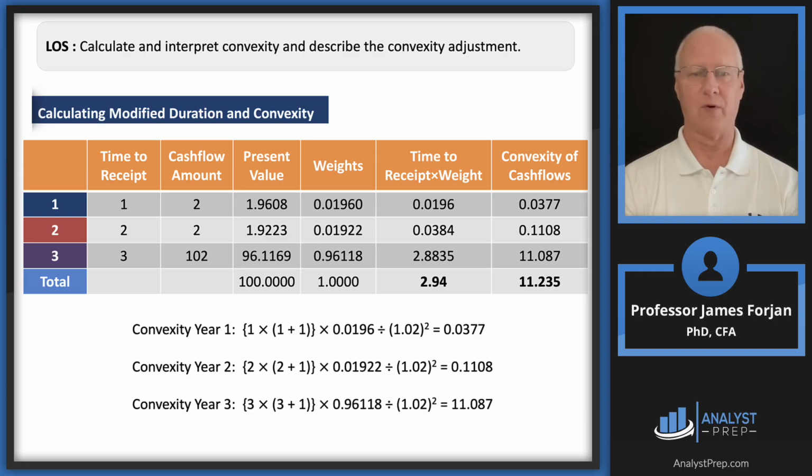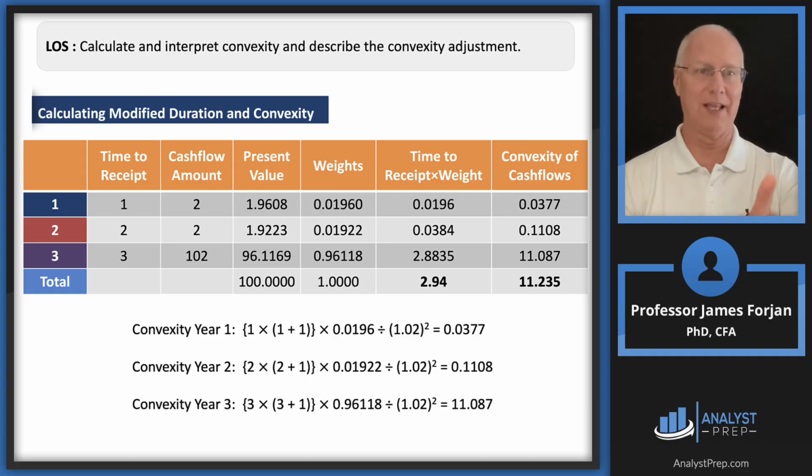So the 0384, what is that? That's 2 times the 01922, and then 3 times the 96118. So we did that in the previous learning module, so you should have no problem computing that duration of 2.94 years. Makes perfect sense, right?